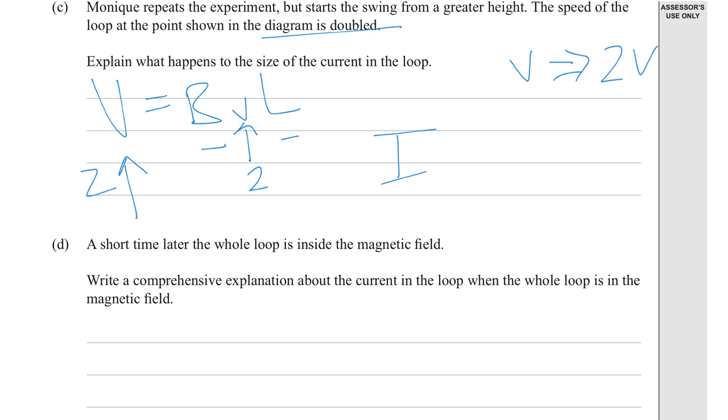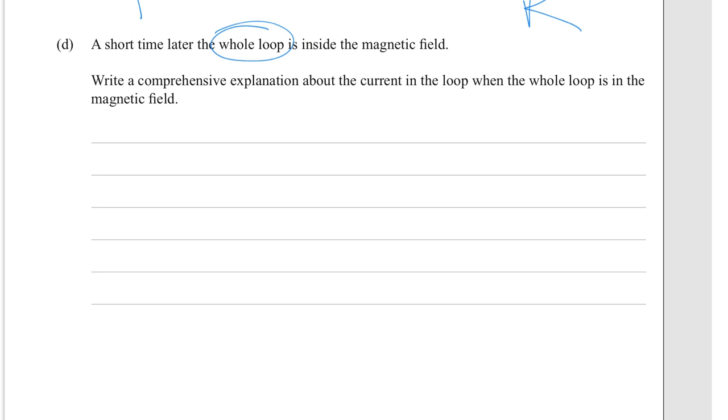We're after the current in the loop, I equals V over R. The resistance doesn't change, but if the voltage is becoming 2V, the current will also become twice as much. That would make sense. D, a short time later, the whole loop is inside the magnetic field. Comprehensive explanation, there's our excellence again, about the current in the loop when the whole loop is in the magnetic field. Okay, let's just give this really short and sharp.